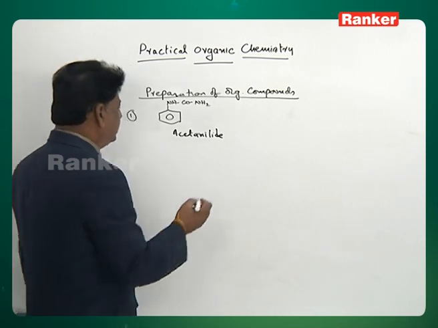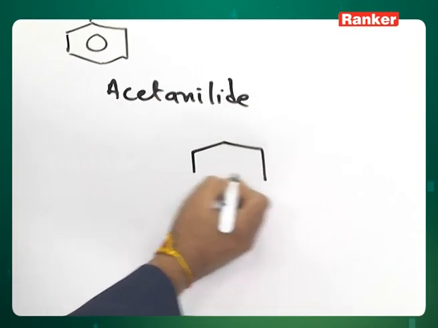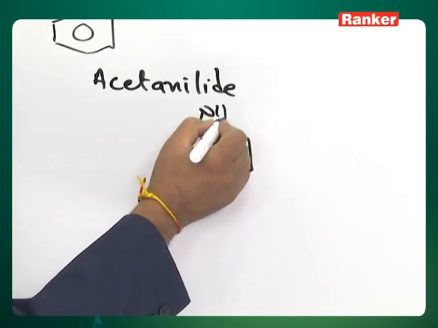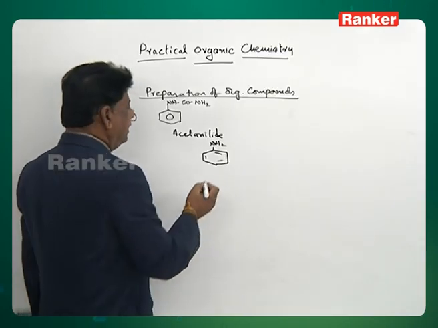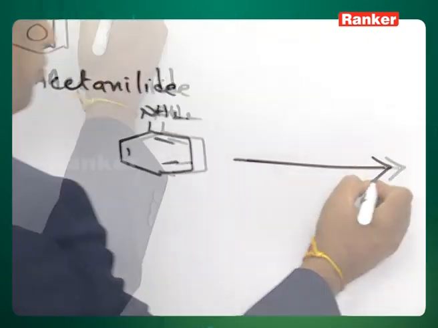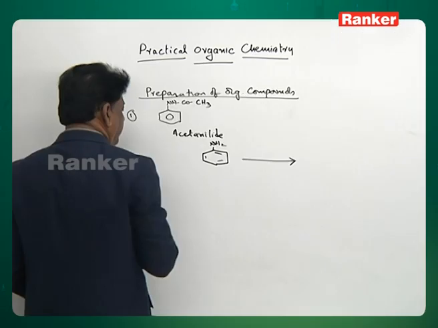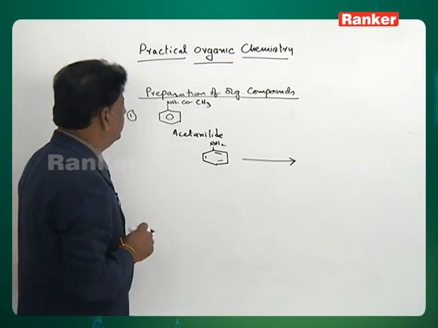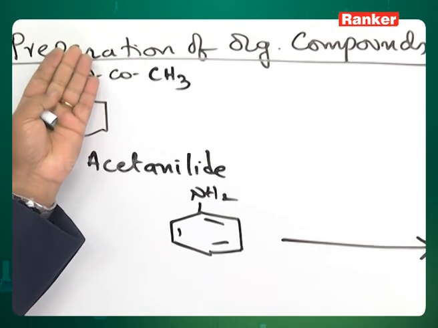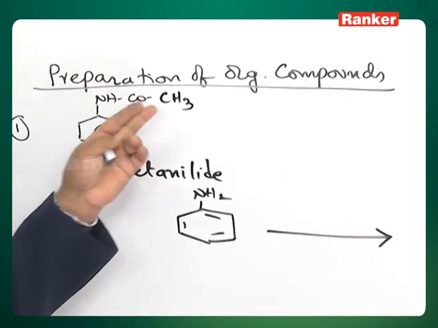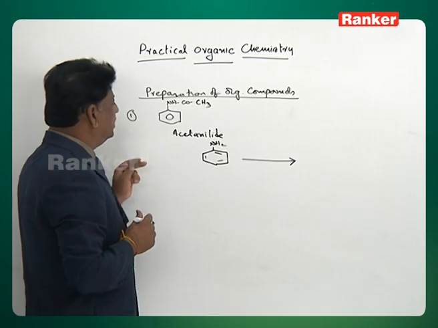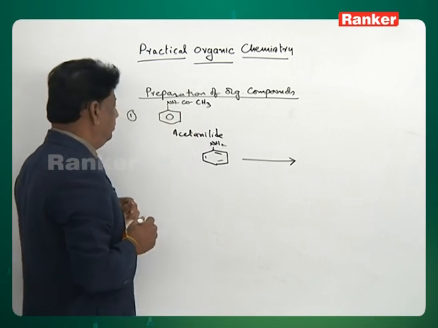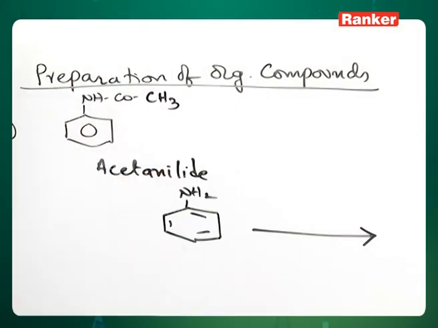How do you prepare this compound? Take aniline. Its preparation involves taking the aniline and adding acetyl groups. It is called acetanilide, or from this side it is ethanoic acid with ammonia, ethanamide with phenyl. N-phenyl ethanamide is also the IUPAC name. In fact, acetanilide is a common name.